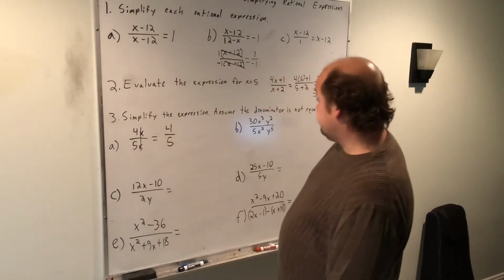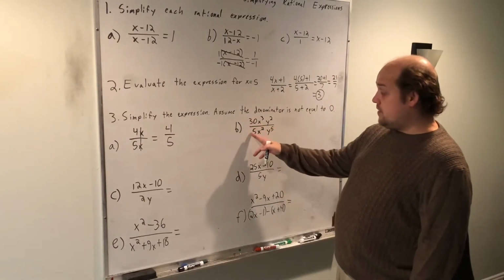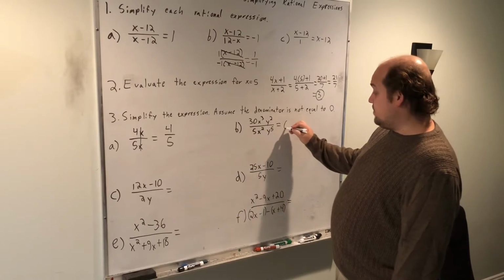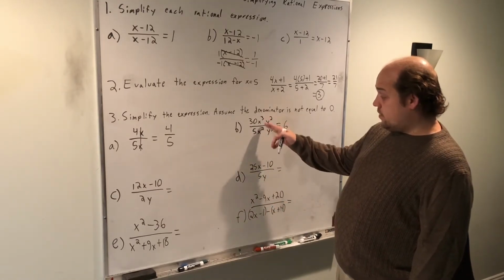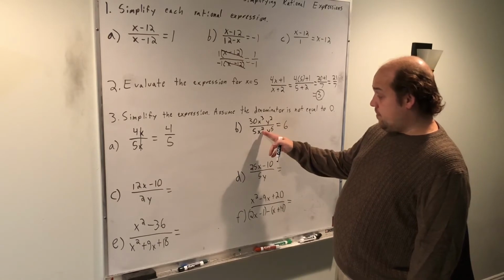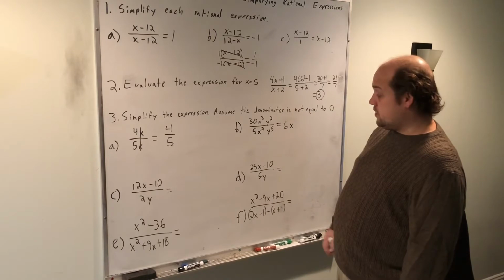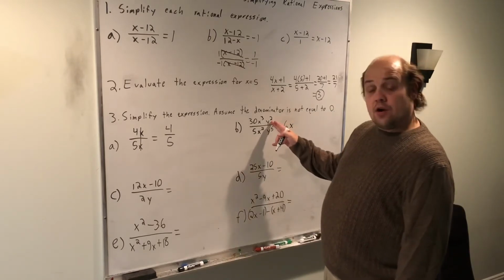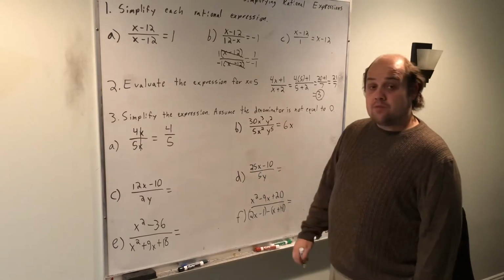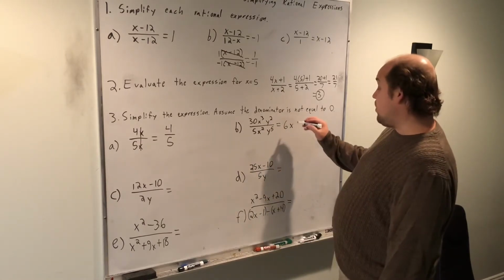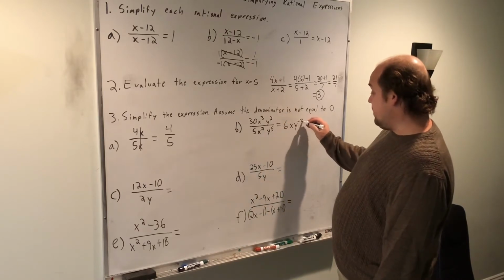Here, when I look at b, I start with the coefficients. 30 divided by 5 gives me 6. When I then look at the first variable, x to the third on top, x to the second on bottom, 3 minus 2 gives me x to the first. When I look at the second variable, the y's, 2 on top, 5 on bottom, that becomes y to the 2 minus 5. 2 minus 5 is negative 3.